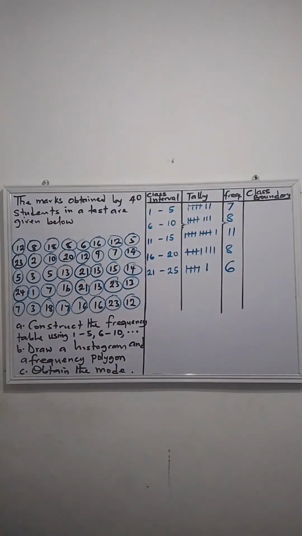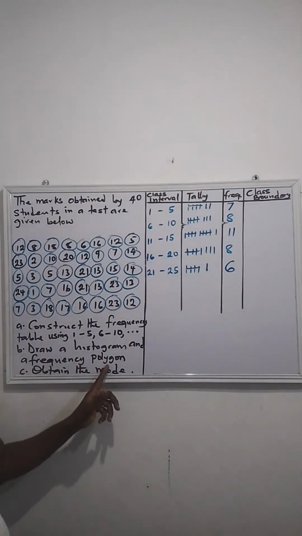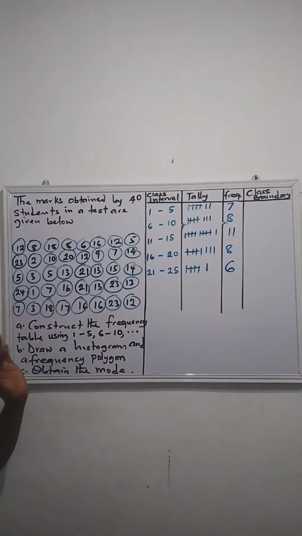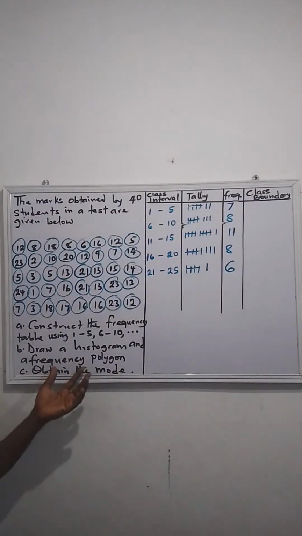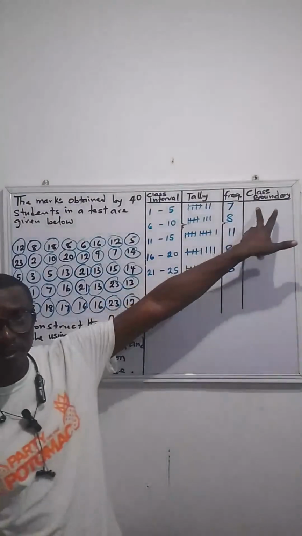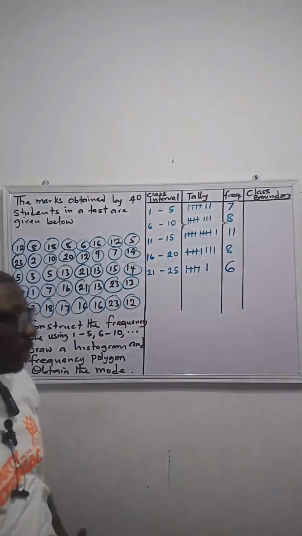Okay, so now the next thing is to draw the histogram and the frequency polygon. Now to do that, I must have a table for class boundary. Without class boundary, I cannot do histogram, I cannot do frequency polygon. So you have that at the back of your mind. That's the reason I have to create another table here. So how do we do that?